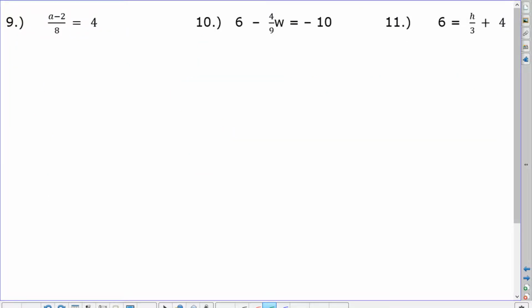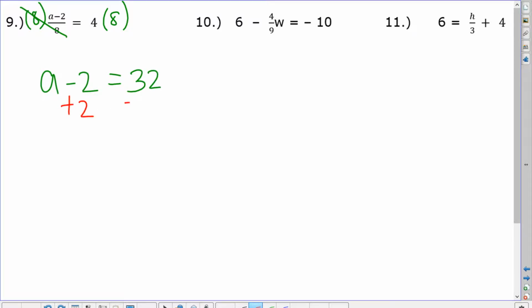Let's take a look at the next 3. In this problem, I cannot add 2 until I clear this denominator. So the first thing I'm going to do is multiply both sides by 8. Now the a minus 2 is no longer part of a fraction. And now I can clear that constant.